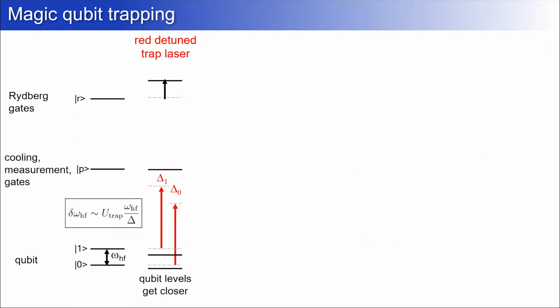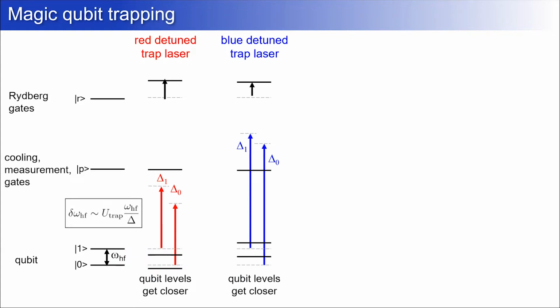Optically, if I shine light on the system, say a red detuned trap laser, that means the frequency of the light is below the ground to first excited transition here. The red detuned light shifts the levels down, and so this initial separation that I've indicated by the hyperfine frequency actually gets reduced. The levels get closer. Well, what if I go to the blue side? If you go through the way the Stark shifts work and the detunings, they also get closer. So blue or red, in both cases, the levels get closer. They're not independent of that trapping light.